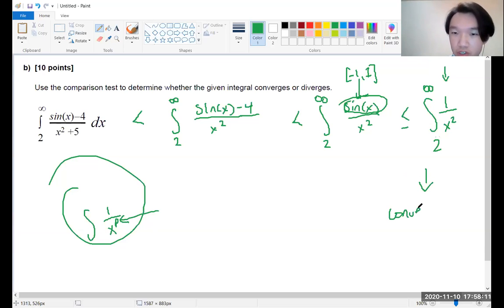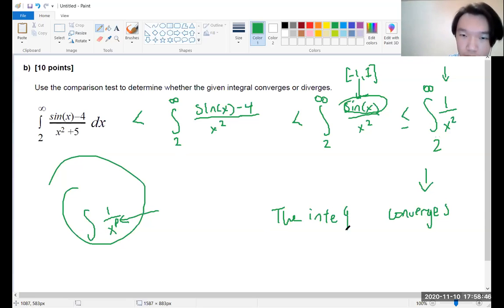So if this converges, and then we followed the inequality back, can we conclude that our original integral also converges? Yes, very good. So anything less than convergent is also convergent, right? So we can just say the integral converges.